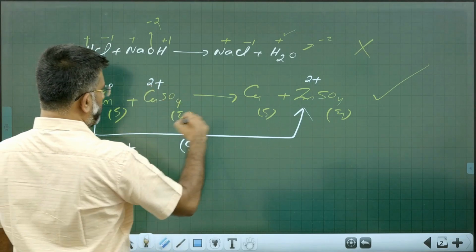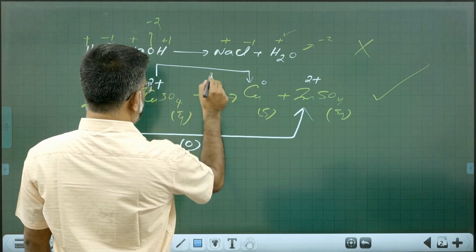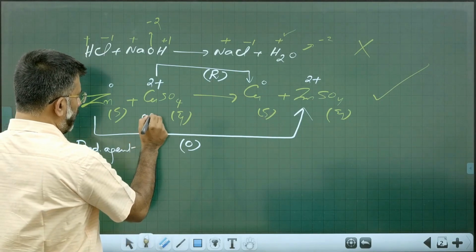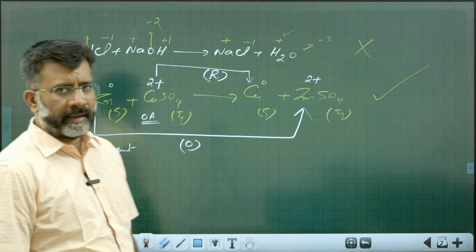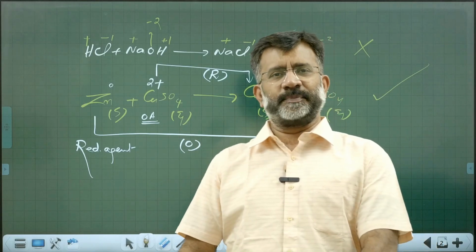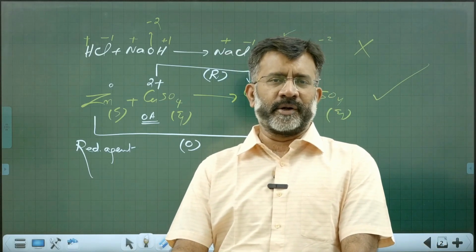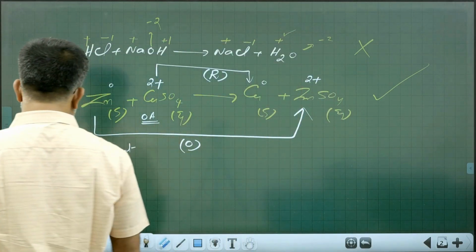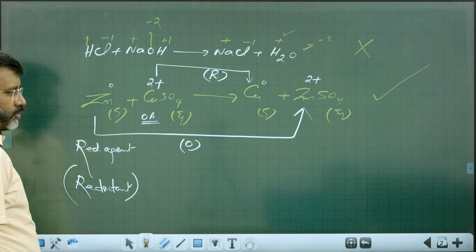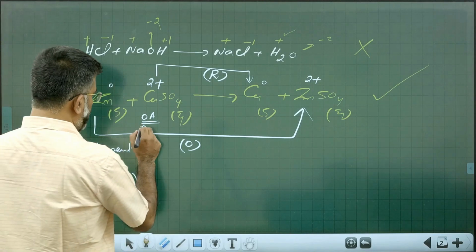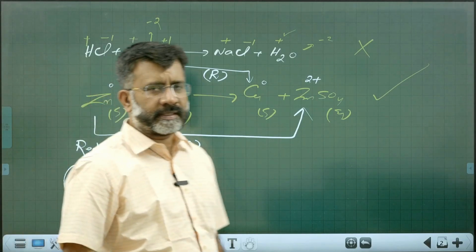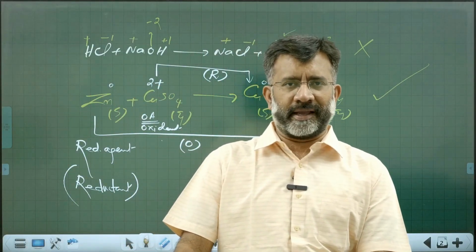While copper 2+ is converted to copper 0, that is a reduction reaction. So copper sulfate, Cu2+, undergoes reduction and is called an oxidizing agent. A species undergoing reduction is called an oxidizing agent. A species undergoing oxidation is called a reducing agent. So here zinc is the reducing agent, also called reductant, while Cu2+ is the oxidizing agent, also called oxidant. This is oxidation and this is reduction. This is a typical example of a redox reaction.